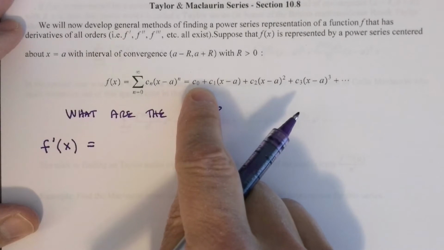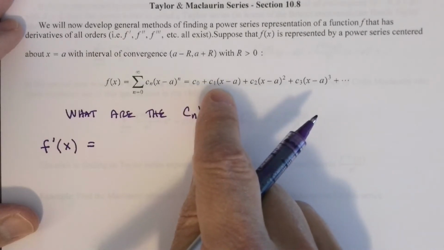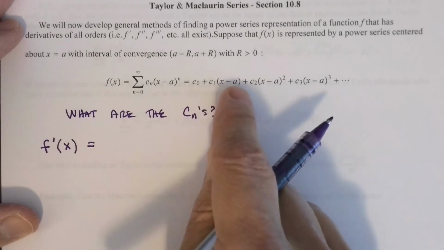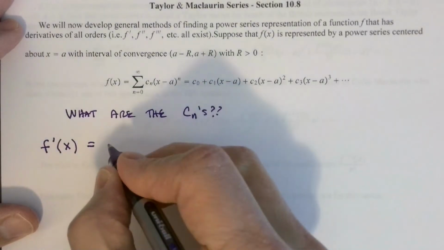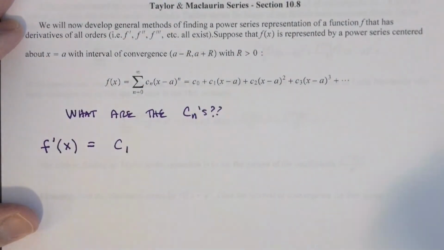So c sub 0 is a constant. Its derivative is 0. What's the derivative of c1 times (x minus a)? Well, it's just going to be c1. This is c1 x minus c1 a if I distribute. The derivative of c1 x is just c1. The derivative of c1 times a is 0 because it's a constant.